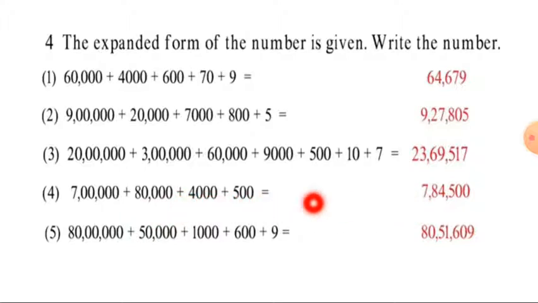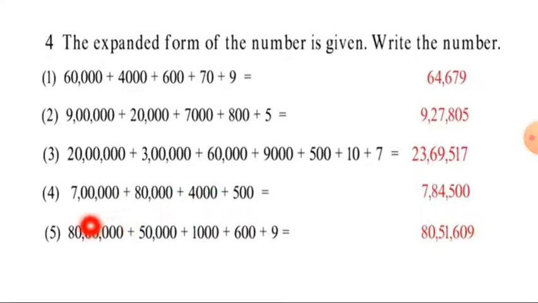Now the next sum, 7 lakh plus 80,000 plus 4,000 plus 500. So 7 lakh we will write 7, then 80,000 and 4,000 we cannot write different, so we will write together 84,000 and 500. Here tens and unit place numbers are not given, so as I said, you cannot leave it empty like this, you have to write the 0. So this is the standard form of this expanded number.